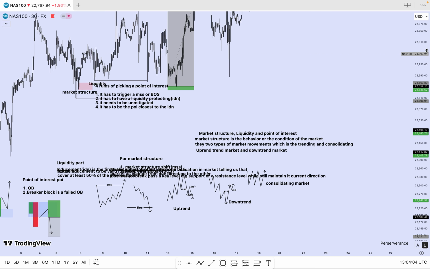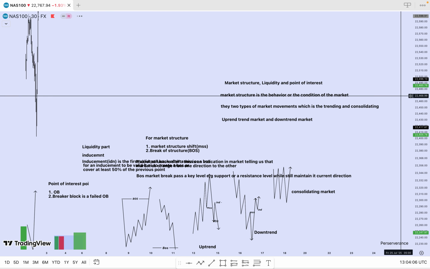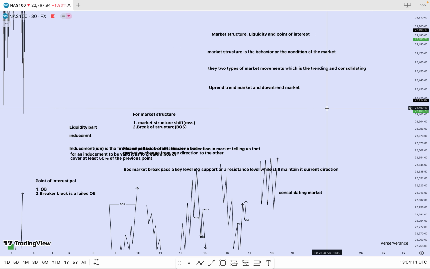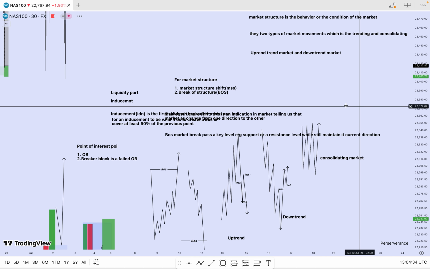So as soon as you open your chart, first you need to look out for market structure. Now the market structure aspect of it, you have your market structure shift, then you have a break of structure. After getting your market structure shift or your break of structure, you move to the next part, which means the liquidity part. Your liquidity is your inducement. How do you know that this is a valid inducement? Is what I've already given here.